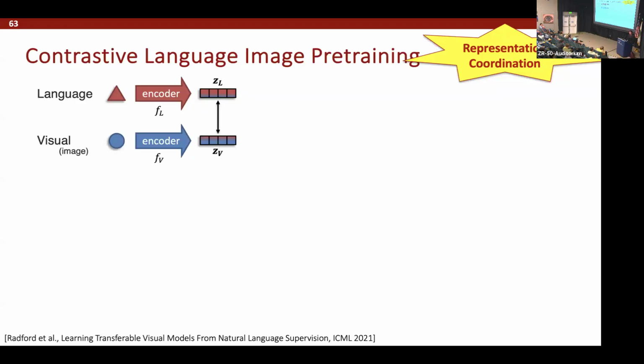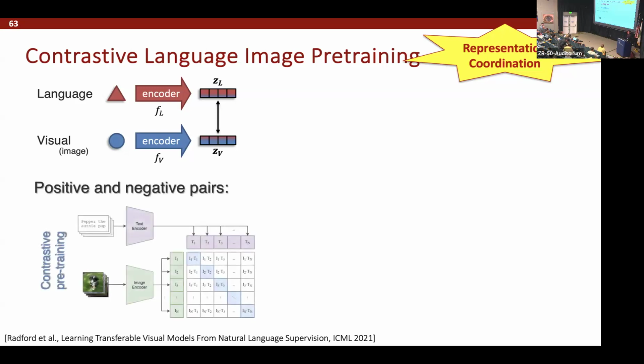CLIP, as we mentioned, is a very popular encoder for image and text, especially if you're dealing with multimodal problems where you want to bring image and text very close together. And this really falls into this representation coordination sub-challenge that we discussed. How these models essentially work is that you take in language, pass it through an encoder, you get feature ZL, image, pass it through an encoder, you get feature ZV, and your goal is to have separate representations that are coordinated through some function.